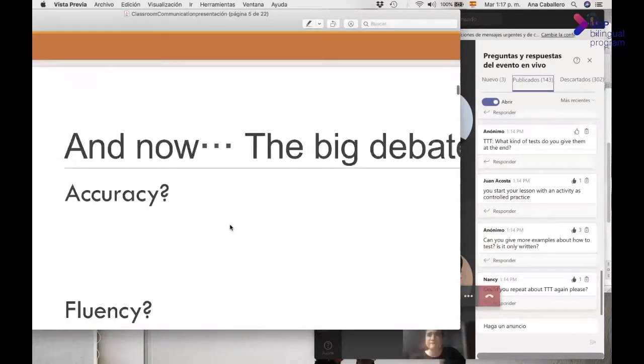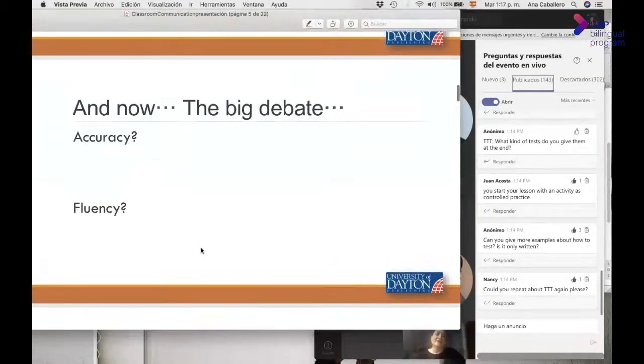So now, the big debate, accuracy or fluency? Yesterday, we heard about accuracy and fluency, and now the big debate. What is more important, accuracy or fluency? Right now, 1 minute. Type your comment, if you think accuracy is more important or fluency is more important.